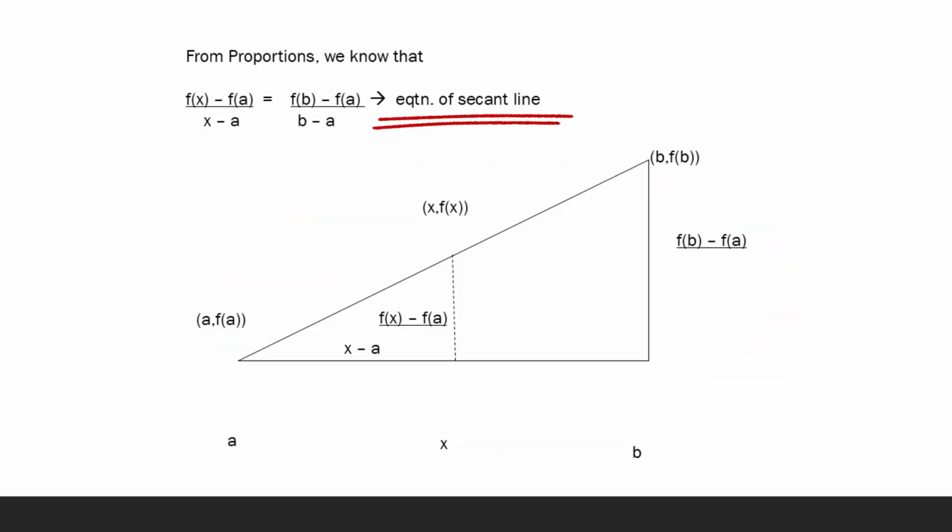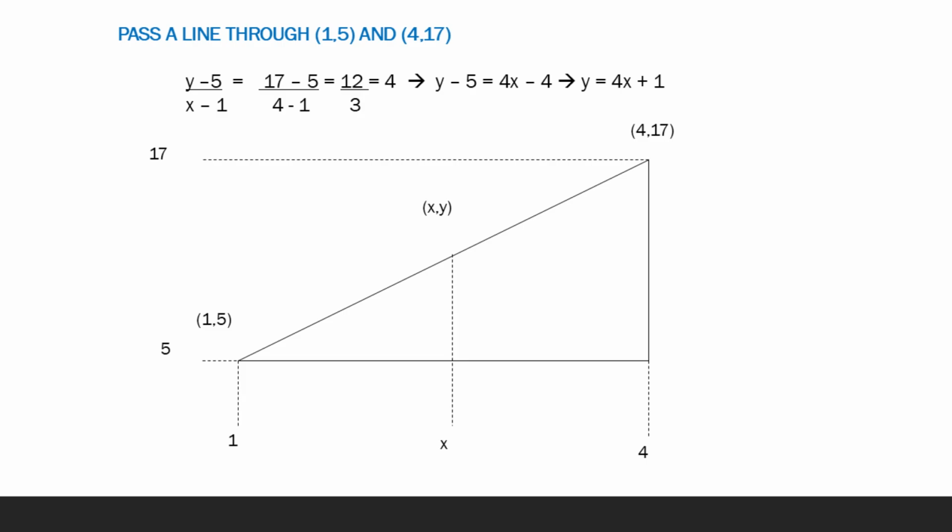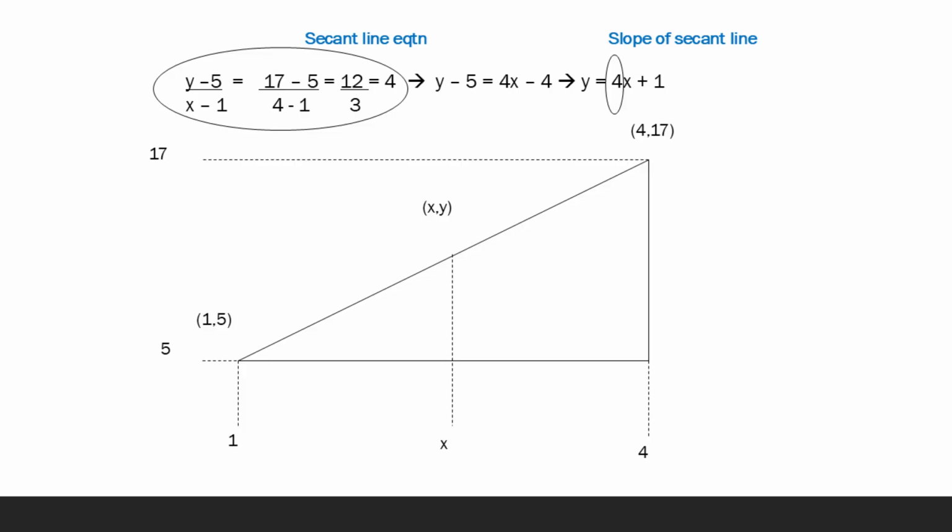A numerical example should clear this idea up better. So if we pass a line through 1, 5, and 4, 17, we have this y minus 5 over x minus 1 should be proportional to 17 minus 5 over 4 minus 1. And that gives you 12 over 3, or equal to 4, which implies that y minus 5 is equal to 4x minus 4, and finally implies that y is equal to 4x plus 1. Now, this is the equation of the secant line to the left, or in the slope format, you have y equals 4x plus 1, where 4 is your rise over run, your slope of the secant line.